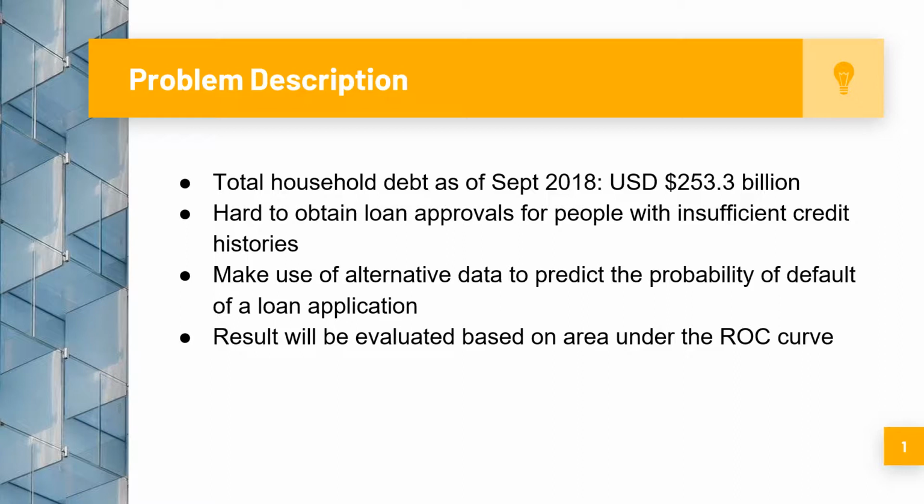As of September 2018, the total amount of household debt in Hong Kong was valued at 253 billion USD, and the different types of household debt include auto loans, student loans, credit card loans, and private loans. Since the subprime mortgage crisis in 2008, loan approvals have become difficult to obtain for individuals with insufficient or non-existent credit histories. So our goal of the project is to make use of a variety of alternative data, such as telco and transactional information, to predict the probability of default of a loan application. Our prediction result will be evaluated based on the area under the ROC curve between the predicted probability and the observed target.